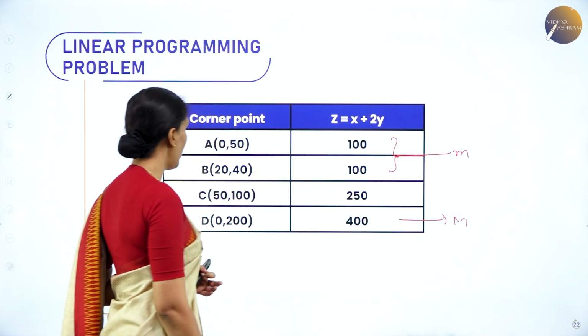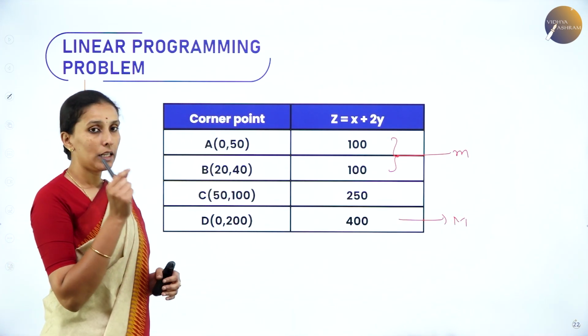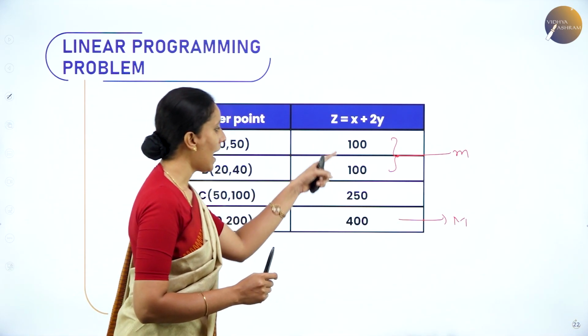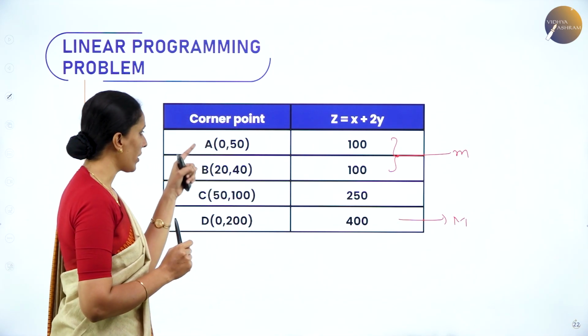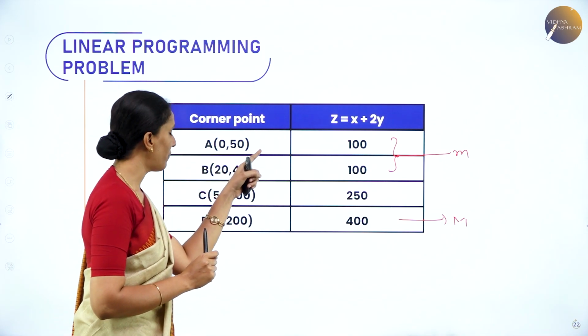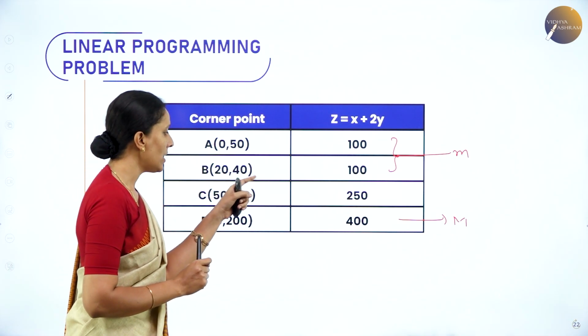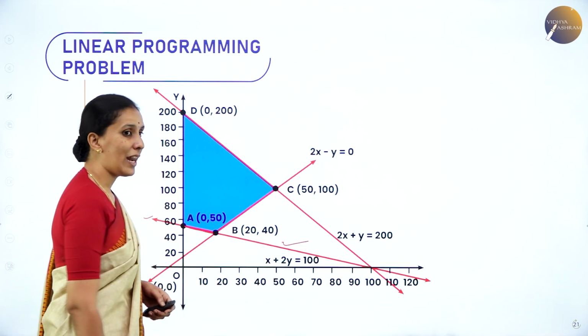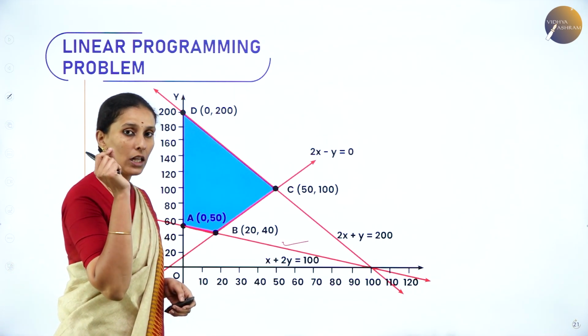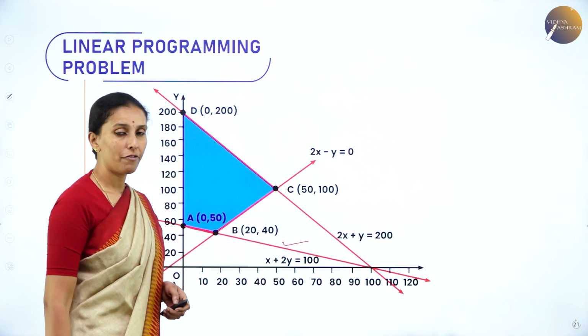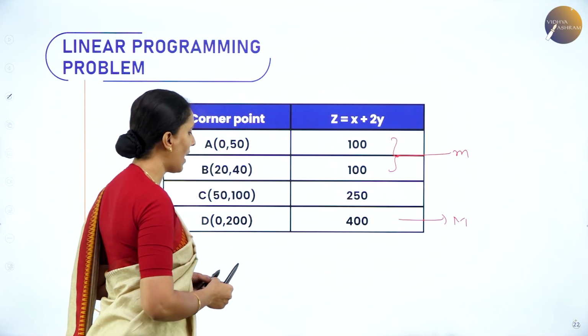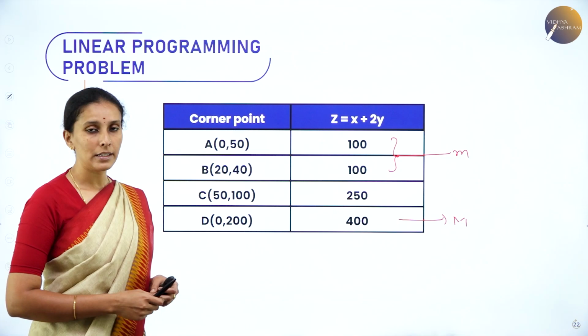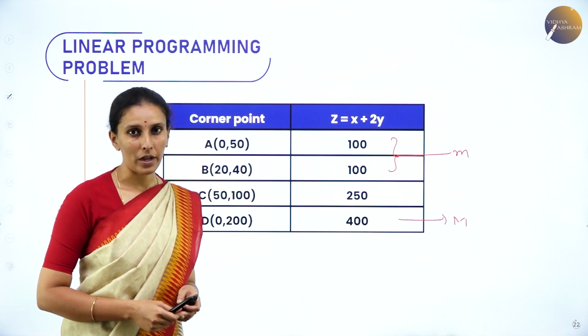So therefore, we will conclude the statement: the minimum value of z is 100 at the line joining the points A(0, 50) and B(100, 0), which means this entire line segment will act as the solution to find the minimum value of the given function. And the maximum value of z is 400 at the point (0, 200).